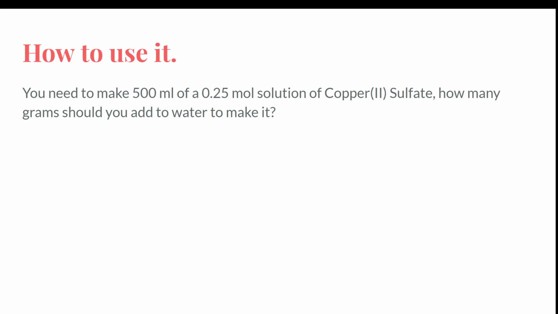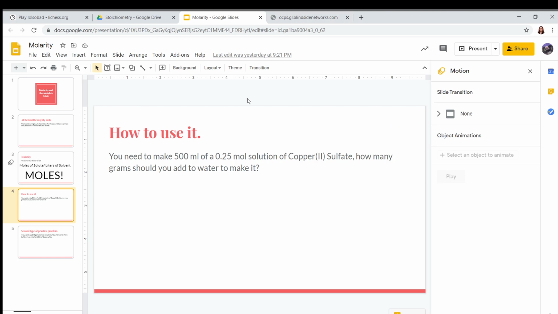So we're going to start with this here. You need to make 500 milliliters of a 0.25 molar solution of copper 2 sulfate. How many grams should you add to water to make it? All right. So, this is a fairly typical problem.